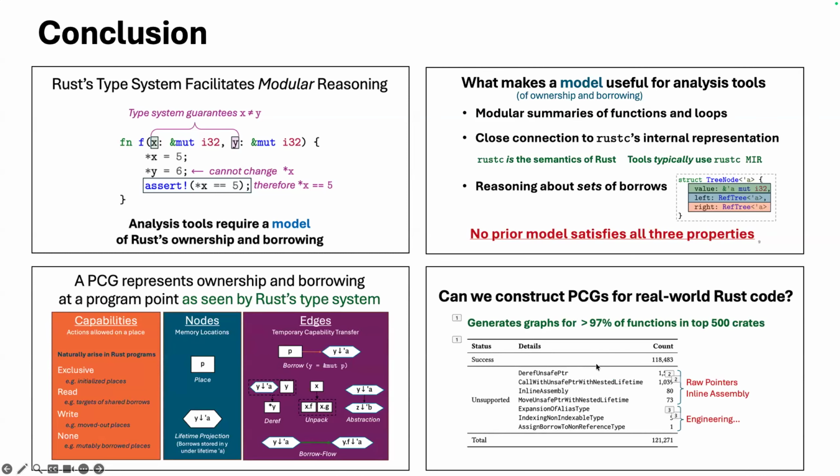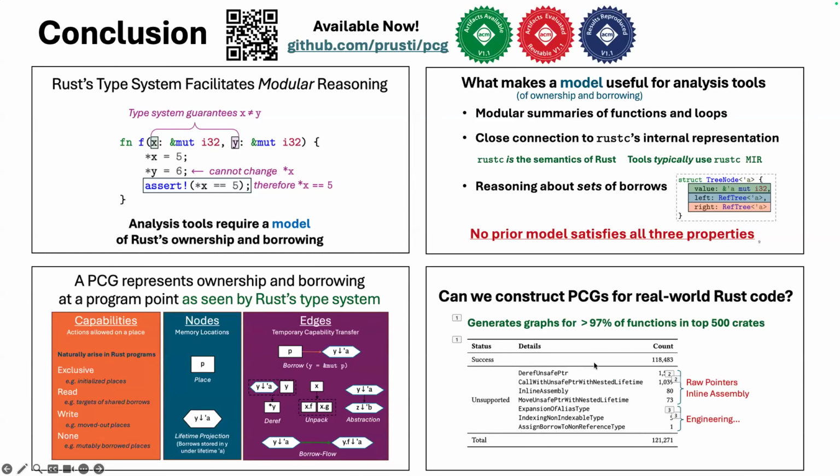If you want to use PCG, it's available. The web UI I showed earlier, where you can visualize the results, you can find from our GitHub link. You can also write your own Rust functions and visualize the results of that too, if you like. You could also reach out to us on Zulip. And if there are any further questions, happy to take them now.